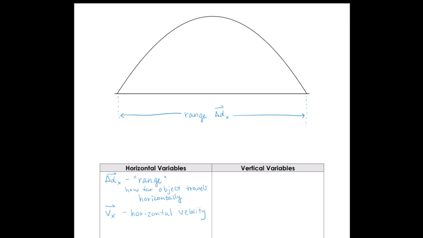Okay, and just remember it's constant. So this is why we don't have an initial velocity and a final velocity of our horizontal x, just because it is constant the whole time, so we can just use v of x. And then the last would be our delta t, which is just the elapsed time.